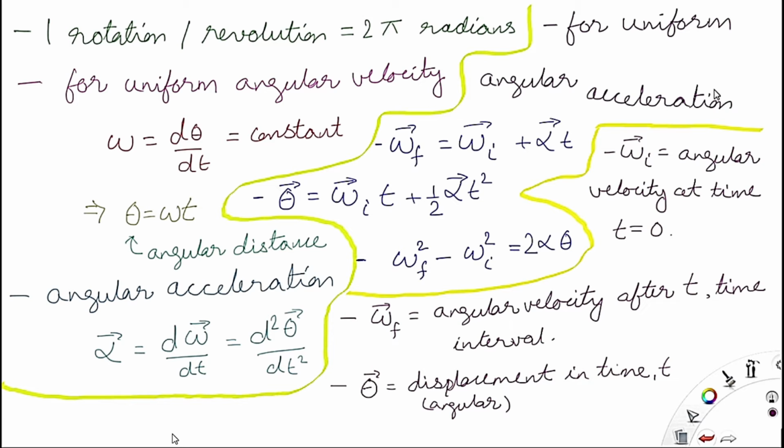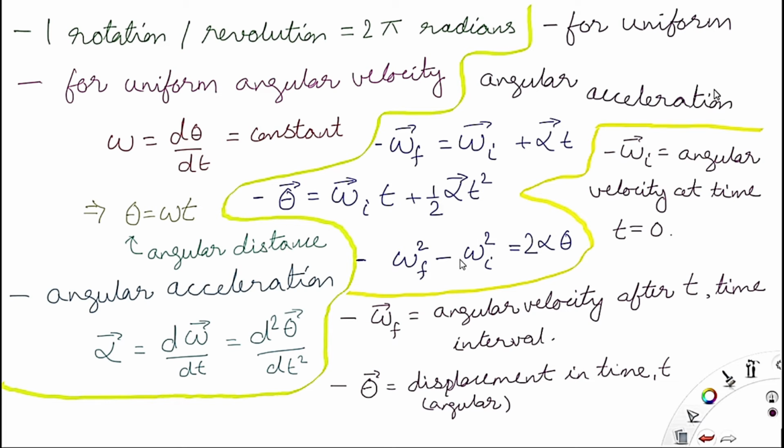So for uniform angular acceleration, omega f is equal to omega i plus alpha into t. As we remember, in the linear term, v is equal to u plus at. So in rotational term, it's omega f is equal to omega i plus alpha into t. Then theta is equal to omega i into t plus half alpha t square. If it had been the linear term, s is equal to ut plus half at square. So we just replaced the linear terms with rotational or circular terms.